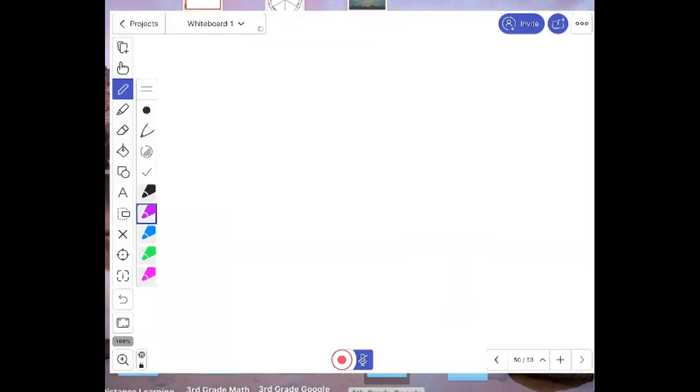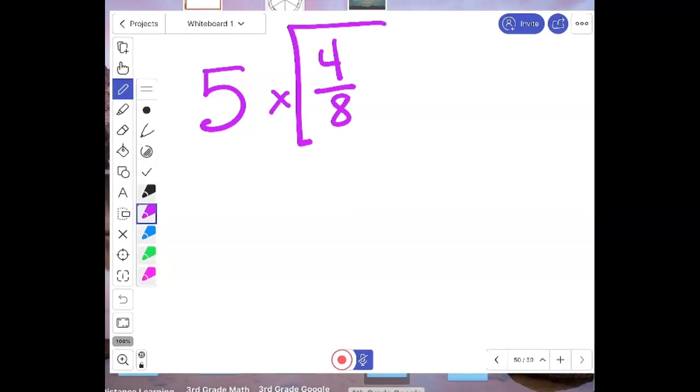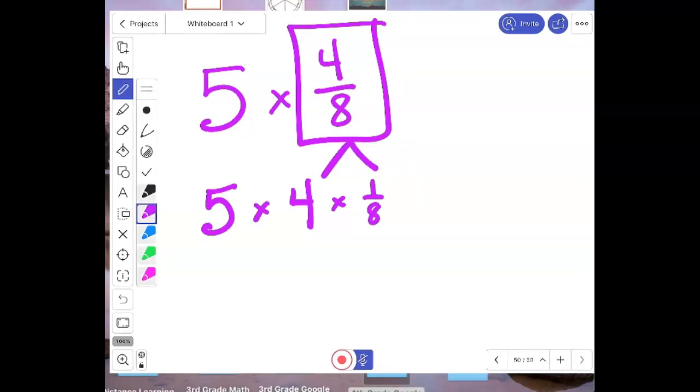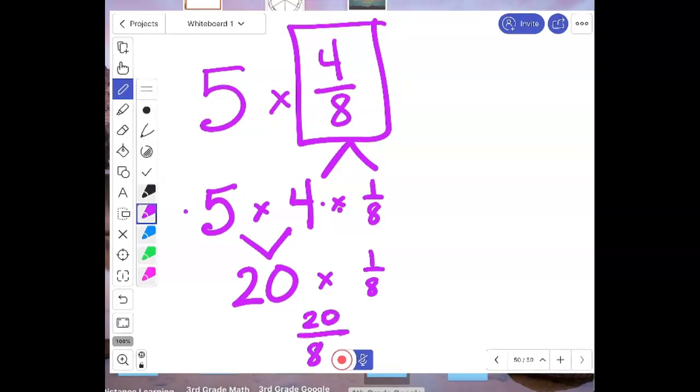Let's do another one of those. Let's say I have 5 times 4 eighths. This, we know, is 4 times 1/8. So what I have is 5 times 4 times 1/8. That's 20 times 1/8, because 5 times 4 equals 20, right? That's where that came from. And 20 times 1/8 equals 20 eighths.